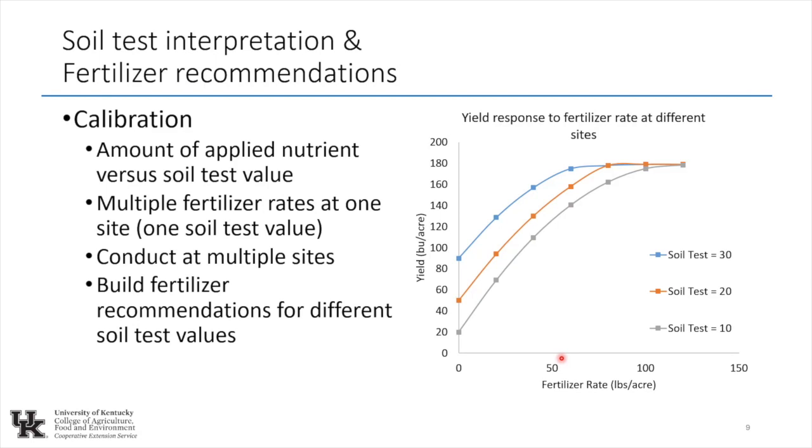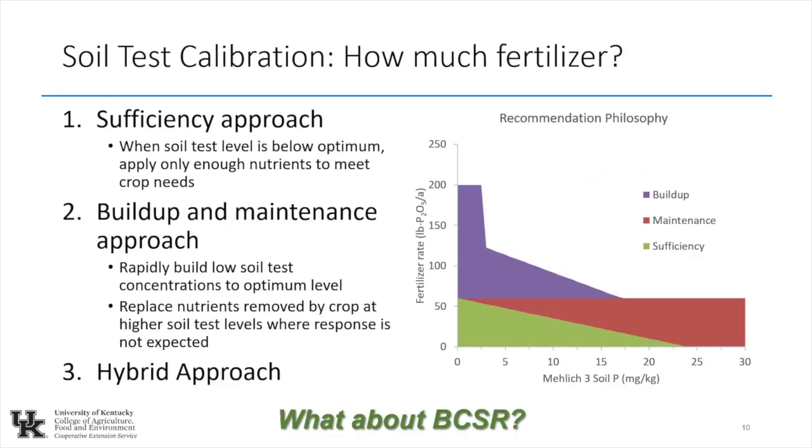And so we conduct this at multiple sites to get these multiple soil test values. We put in 4 or 5, maybe even 7 rates of fertilizer at each site. And this is how we build those recommendations. But it's not the last step because fertilization philosophy comes into play in taking that correlation data, that calibration data, and making that final recommendation. So what is soil test philosophy? There are 3 main fertilizer philosophies, really 2: sufficiency, build and maintain, and then the third is a hybrid approach between those two.